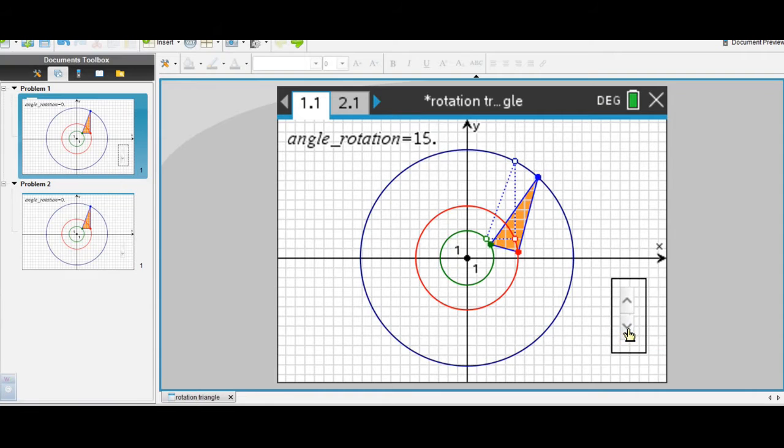So I'm going to go ahead and click on the spinner here, and you can see that I am moving the triangle in a clockwise direction. Up in the top left-hand corner, you can see it's giving us the angle of rotation. Now follow those vertices, all right? So the color is important. You can see that the red vertex is staying on the red circle, the green vertex is staying on the green circle, and the blue vertex is staying on the blue circle.